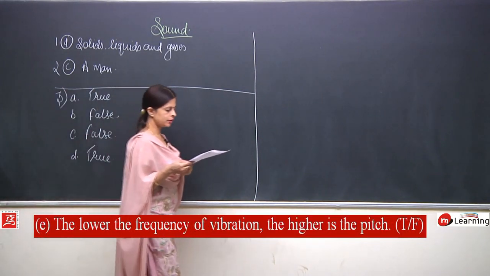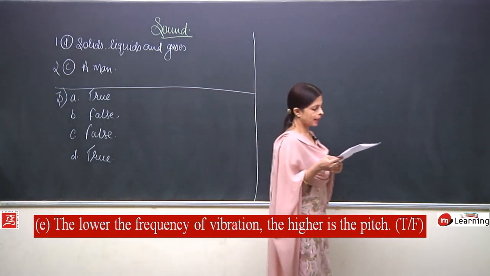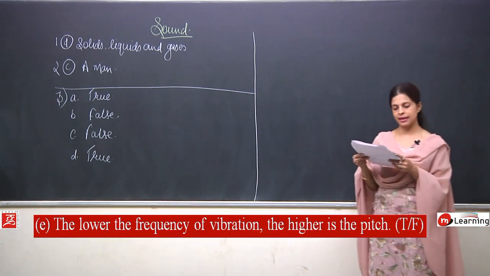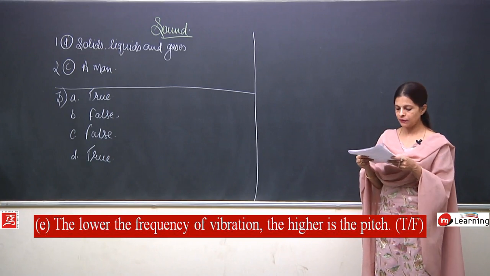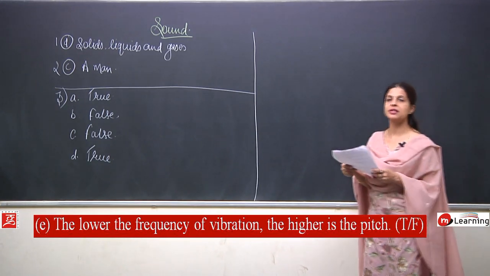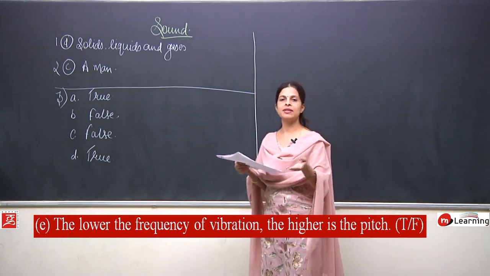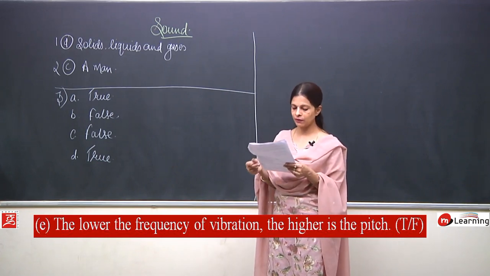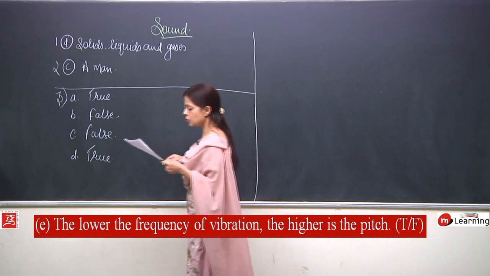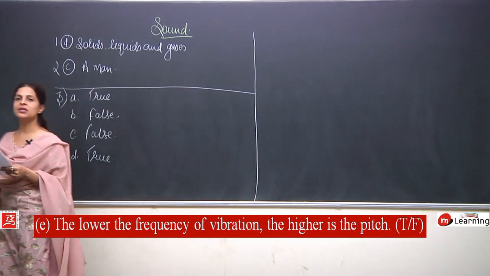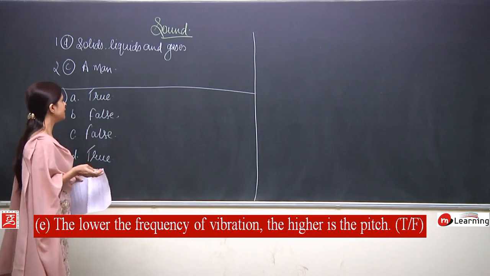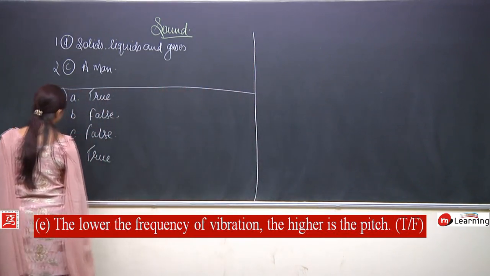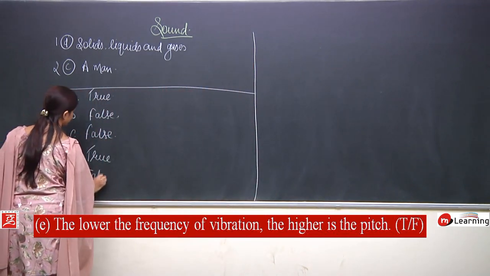Now we'll talk about the fifth one. The lower the frequency of vibration, the higher is the pitch. Again, I'm reading it, children. The lower the frequency of vibration, the higher is the pitch is the false answer, isn't it? Just now we have discussed the pitch of the band, so it is related to that only. If the frequency is low, how can the pitch be high, isn't it? So E, I will write this side, children. E is again a false one.